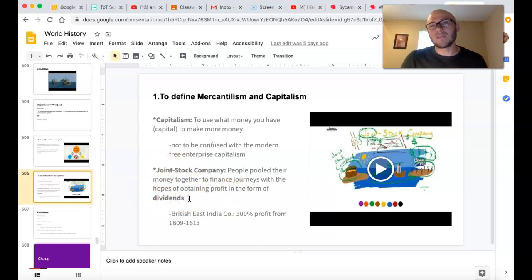Again, let's say that you funded somebody who went over to the New World and found a bunch of gold and came back, and he sold that gold for a ton of money. Then your dividends would basically say, hey, you put in 30% of the money for the pool, so you get 30% of the profit. And that could be a lot of money if it's done right. For example, the British East India Company from 1609 to 1613, they had a 300% profit. That's pretty incredible. So if you invested in them, you'd be making some good money.